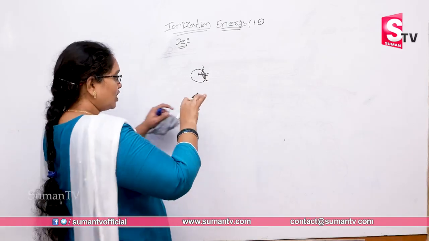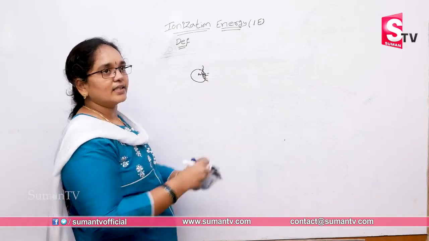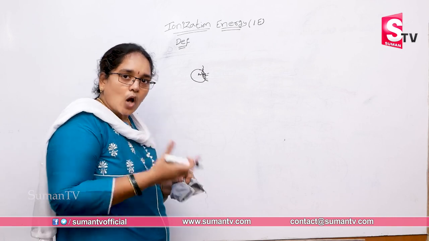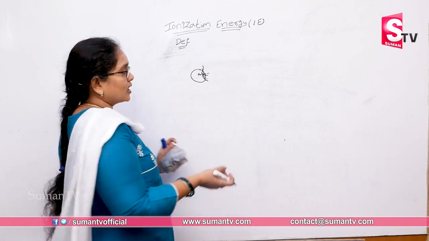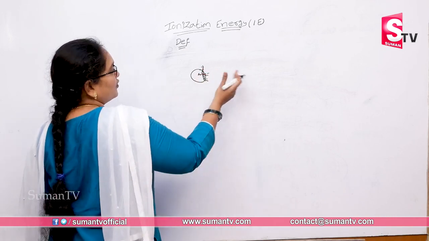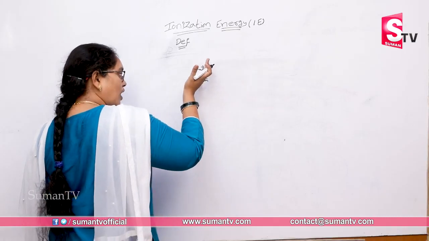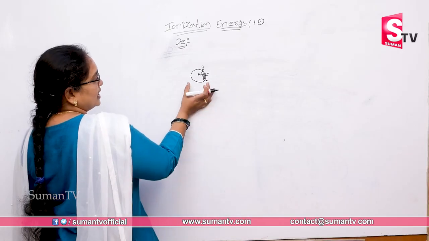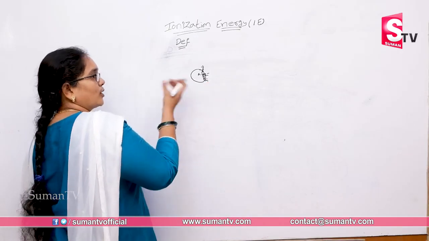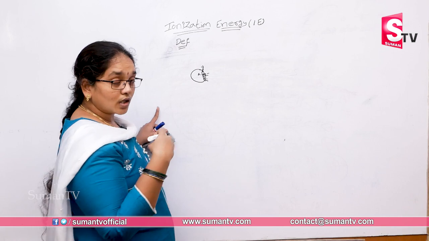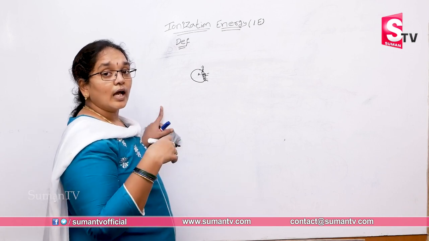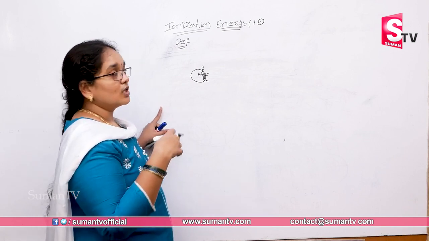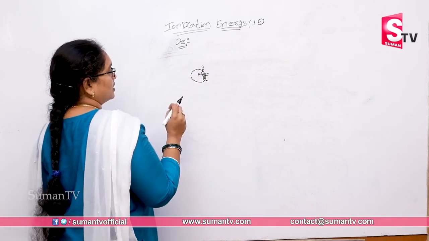To break anything, energy is taken from our body. Here also, to break this, we need to give energy from an outer source in the form of heat or light. It is an absorbed amount of energy, absorption energy. Is that endothermic or exothermic? It is the endothermic absorption of energy. So ionization energy is endothermic.